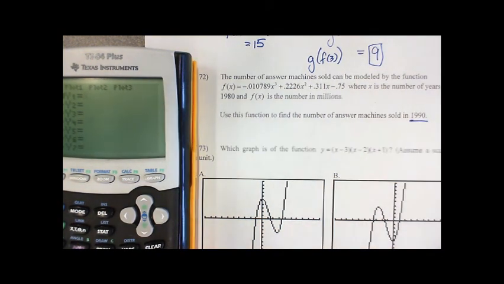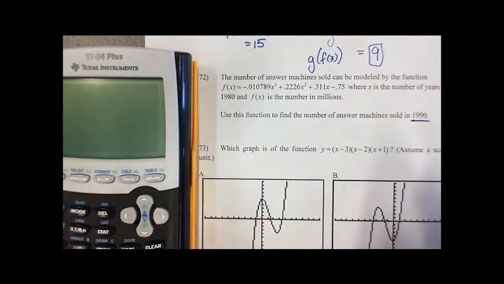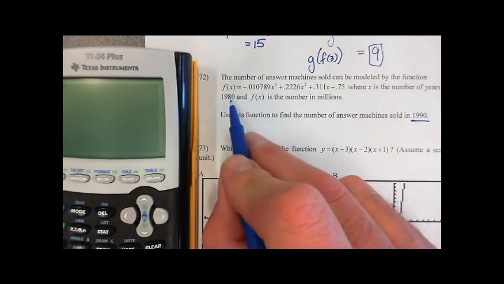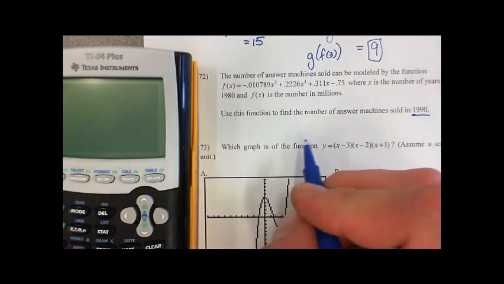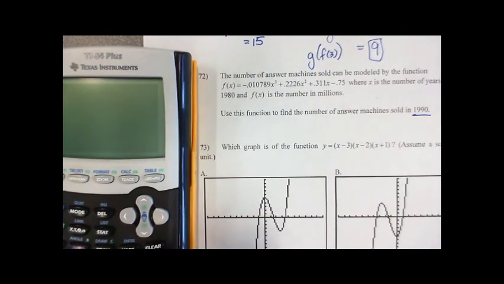So you actually have a couple choices here. How many years have gone by from 1980 to 1990? Well, looks like that would be 10 years. Okay, so let's do this a couple of different ways.